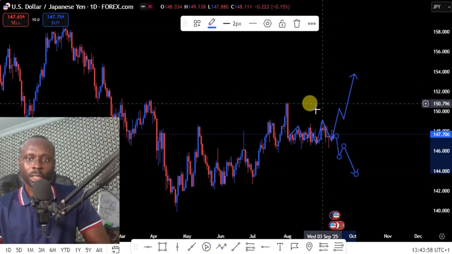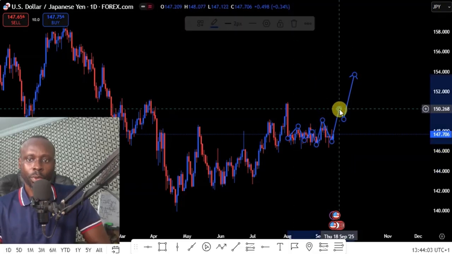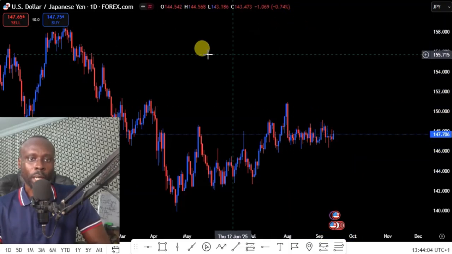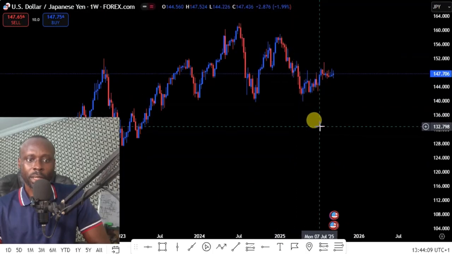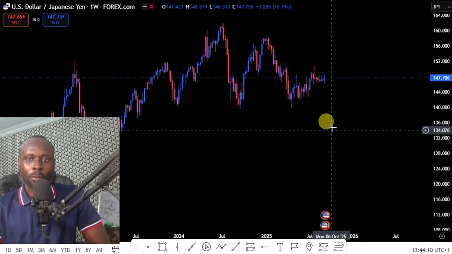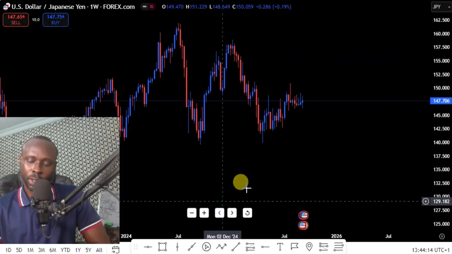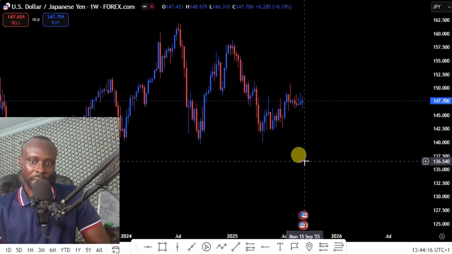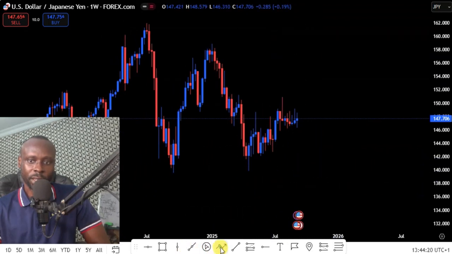So USDJPY now still remains neutral. We have no clear direction for the USDJPY. So let's look at the weekly chart of the USDJPY. So on my weekly chart, we have price close on the weekly resistance and also a weekly support level, which shows that the USDJPY still remains unclear for us to make any decision.